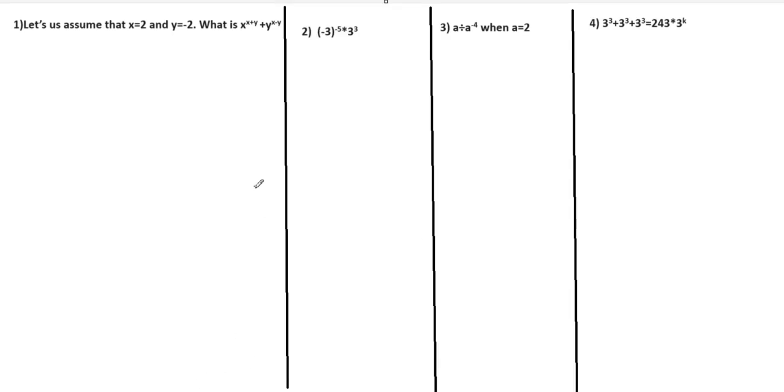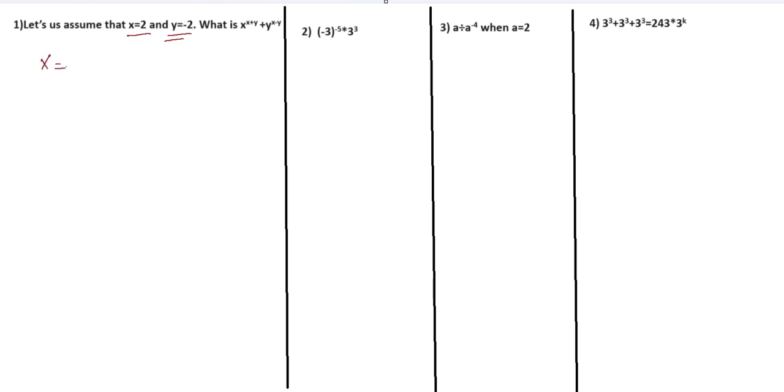Happy learning, dear students. Today we will solve some problems regarding exponents. So let's start with the first question. Let us assume that the x value is equal to 2 and the y value is equal to minus 2.